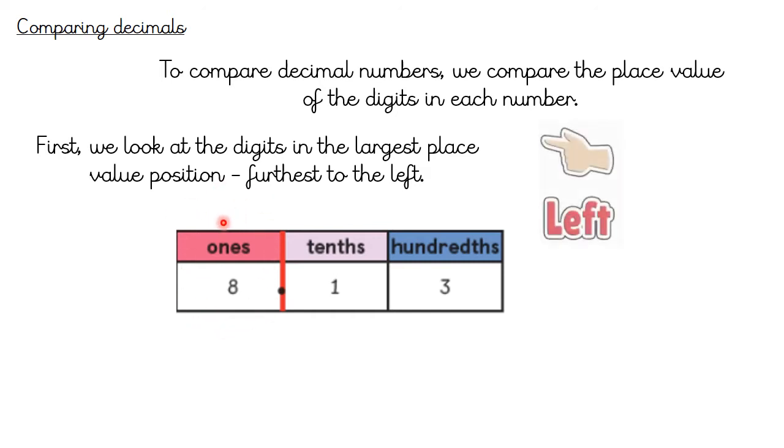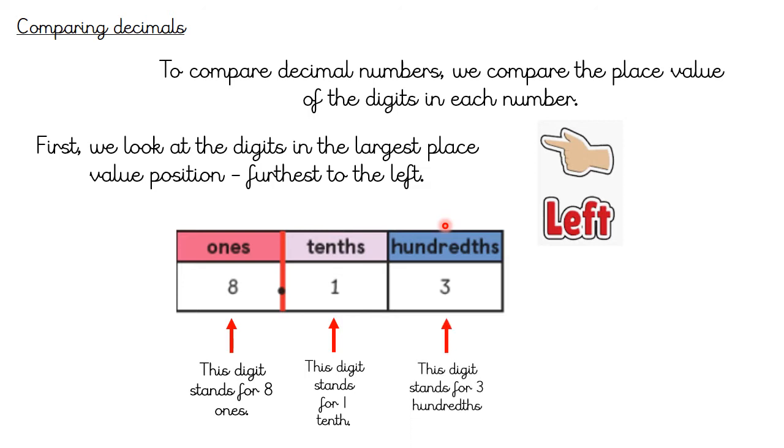I've just given you a little reminder because I have to admit sometimes I panic about left and right. This way is left. So in our ones column we have an 8 and this digit stands for 8 ones. In our tenths column we have a 1 and this digit stands for 1 tenth. And then here we have a 3 in our hundredths column, therefore this digit stands for 3 hundredths. So this decimal number is 8.13.